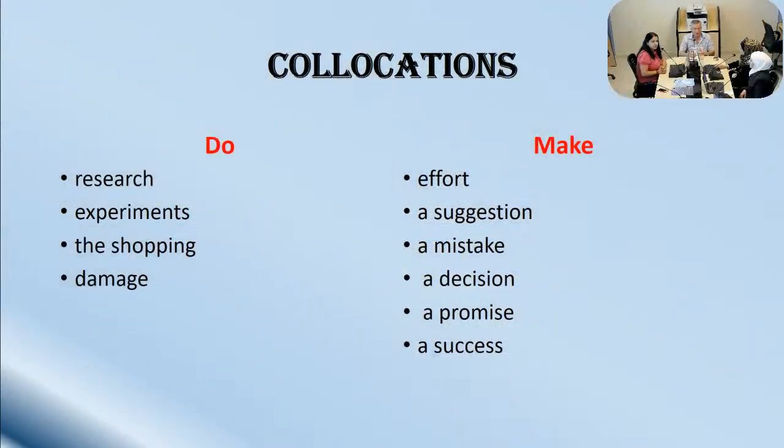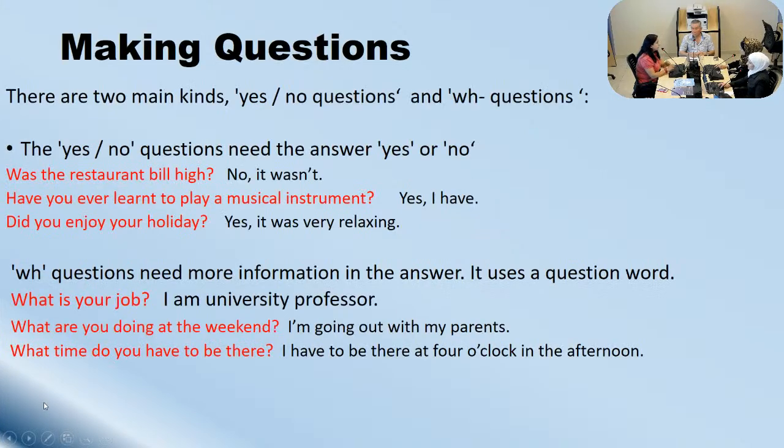Miss Maha asks about groups of words that go with do, and other groups of words that go with make. Yes, we say do research, do experiments, do the shopping, and do damage. With make, we make an effort, we make a suggestion, we make a mistake, we make a decision, we make a promise, or we make a success. Yes, these are the ones in the book. There are plenty of others, but not in the book.